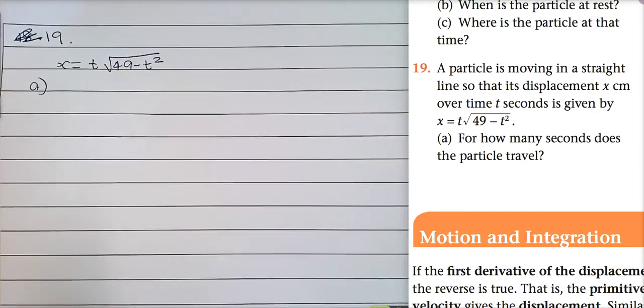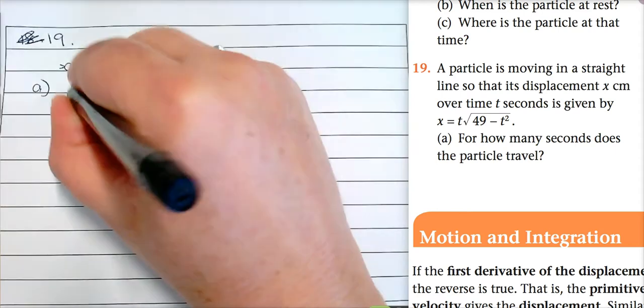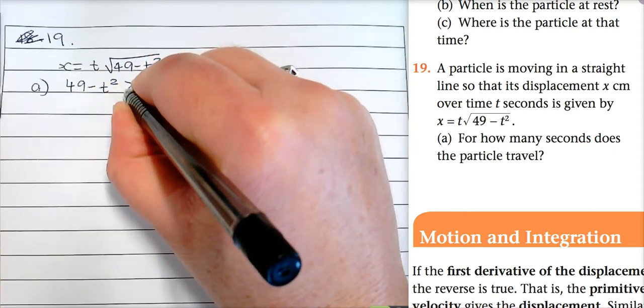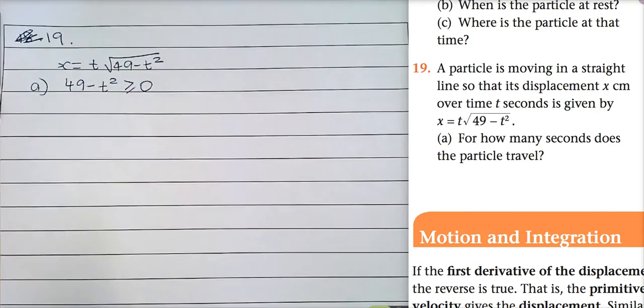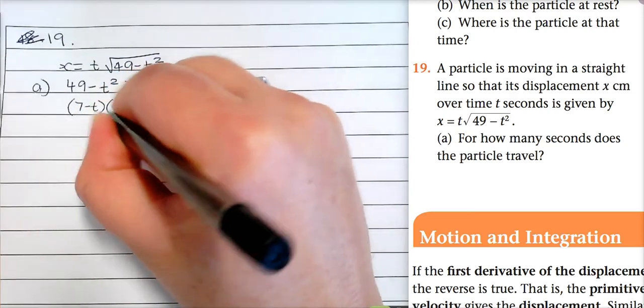Because you've got a square root and you've got the t squared there, once you hit certain values of t, you cannot have the square root of a negative number. So what we know is that 49 minus t squared has to be greater than or equal to 0. Okay? Remember 7 minus t, do you remember this?